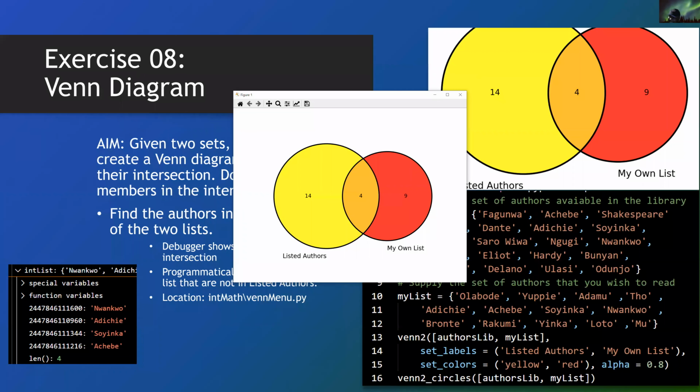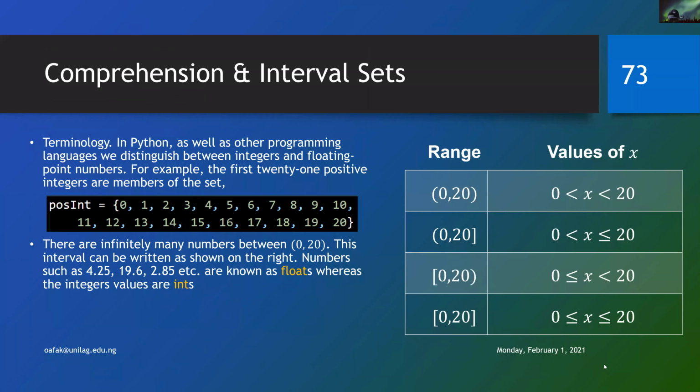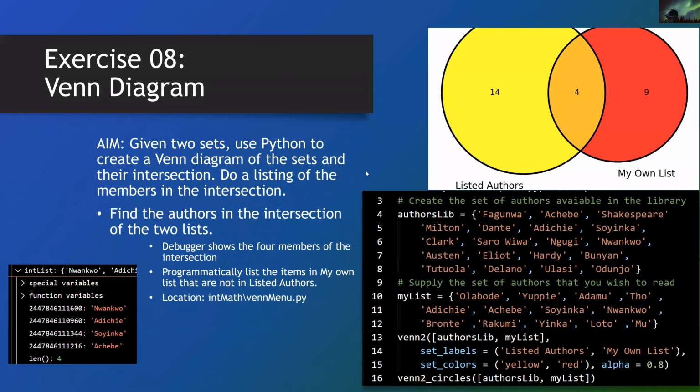Let's see what the time is now. Our time is 7:49. We are going to go on break now. When we come back, we're going to be looking at comprehension and interval sets. So break now for how many minutes? 15 minutes, till 8:05. So we meet again at 8:05. Yes, sir.